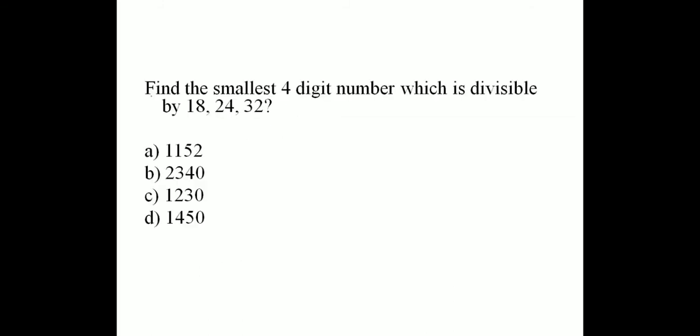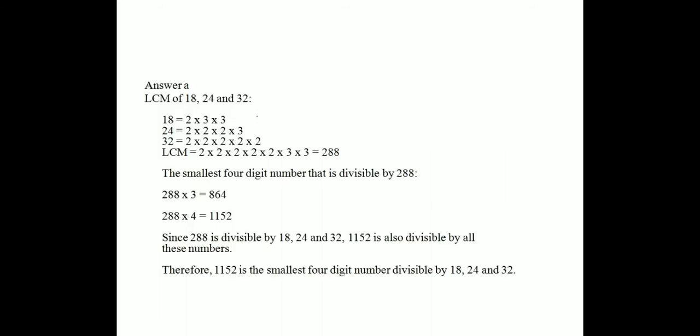Okay, next, find the smallest 4-digit number which is divisible by 18, 24 and 32. So the smallest 4-digit number, options are given here. First we can calculate the LCM of these given numbers. If the number is divisible by all these numbers, obviously that number should be divisible by the LCM of the given numbers as well. That is 18, 24 and 32. So we can calculate the LCM of 18, 24 and 32.